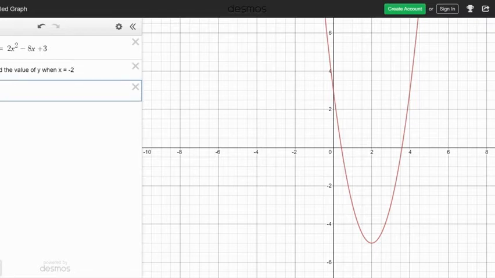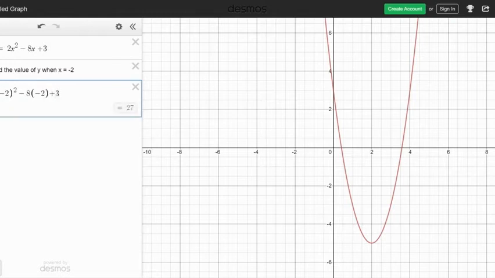So when I plug that into my equation, I'm going to replace all my x's with -2, and I want to make sure I use parentheses. So I would have 2 times, and I'm going to replace the x with -2, and then we want to square it. And then we will do minus 8 times my x, and then plus 3.